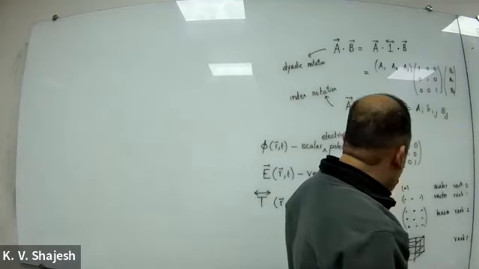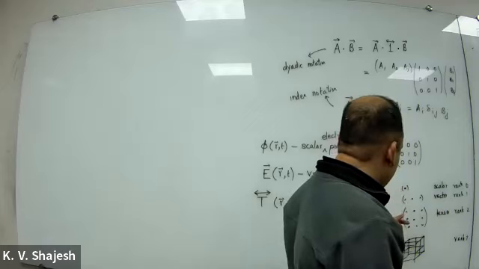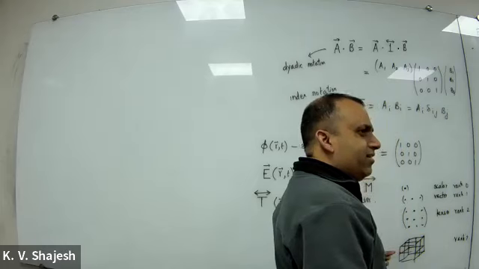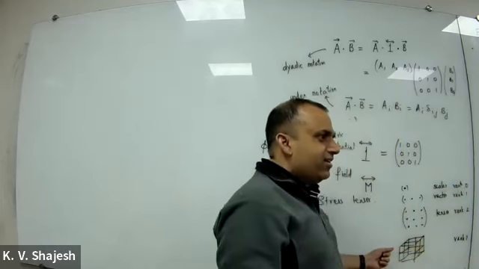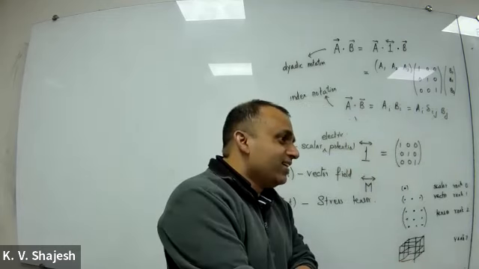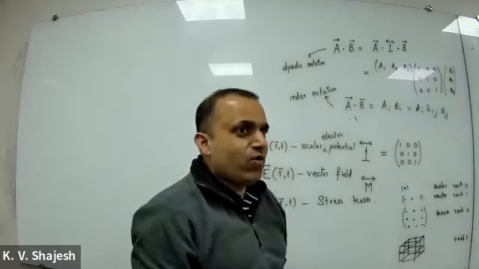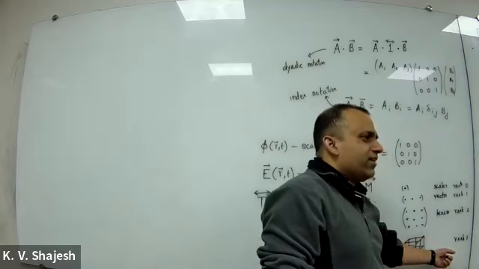If i runs from 1 to 3, that's 1 component, 3 components, 9 components. How many components here? 27, right? And the next one will be 81, right? 81. So that's a 4th rank tensor.